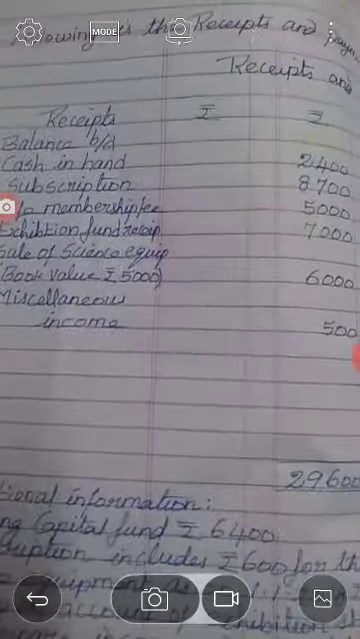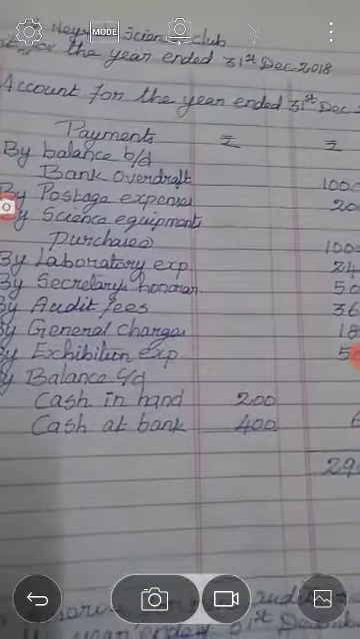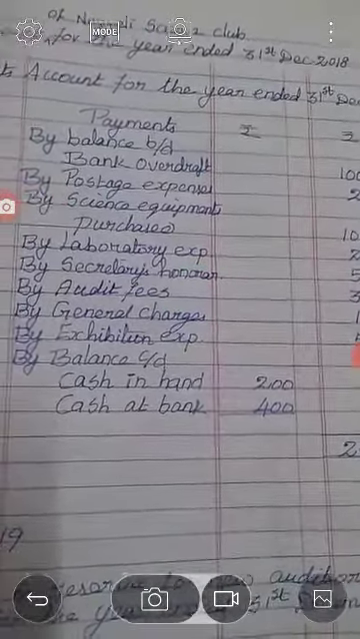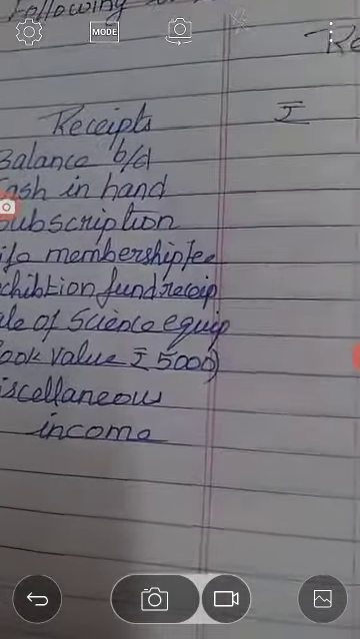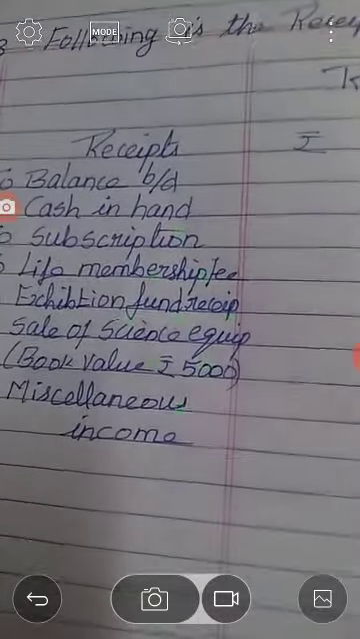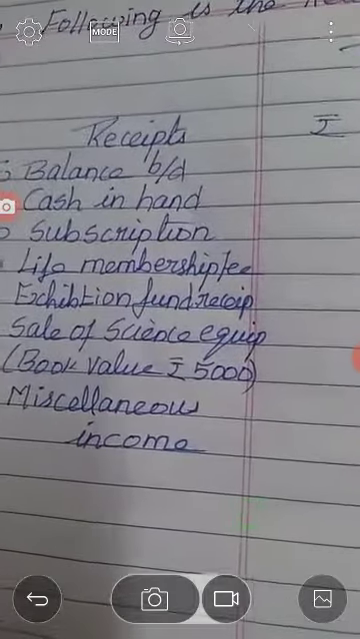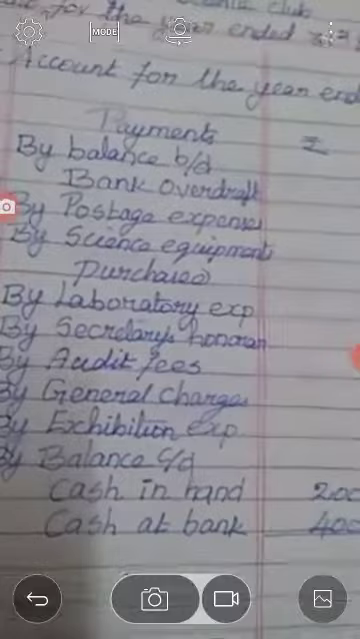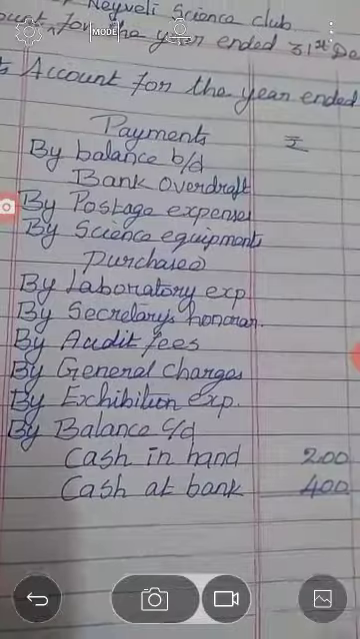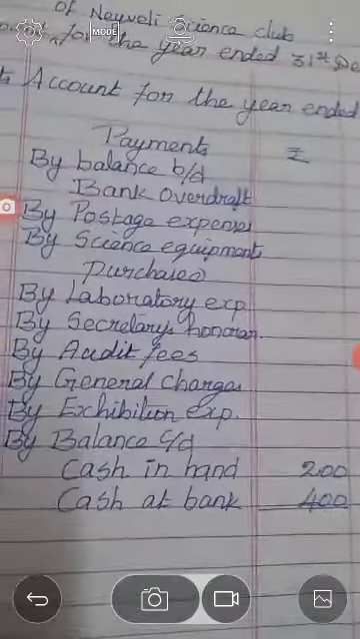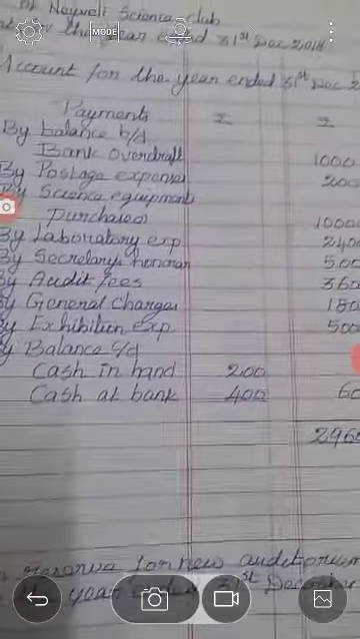Then miscellaneous income 500. These should be given on the receipt side. On the payment side, by balance b/d, bank overdraft. In the opening balance they would have given cash in hand and cash at bank. This is the opening balance of cash and bank. If you prepare the opening balance sheet, it should be shown on the asset side. Here they have given a bank overdraft. If we find the capital fund, the bank overdraft should be shown on the liability side of the balance sheet.